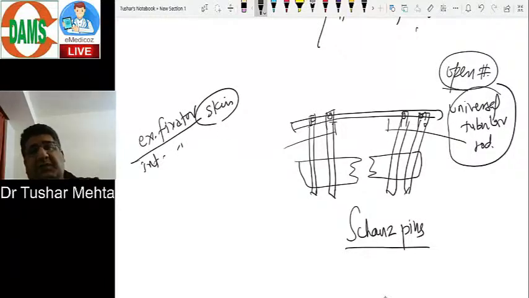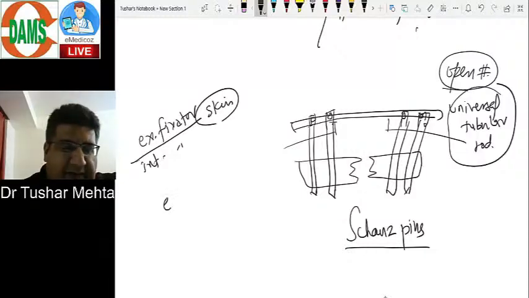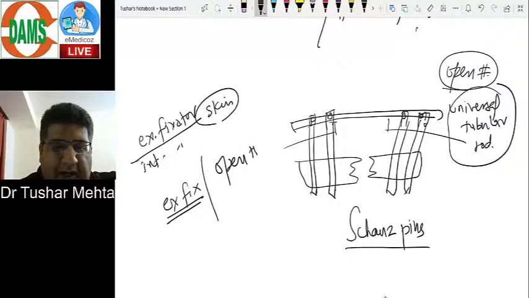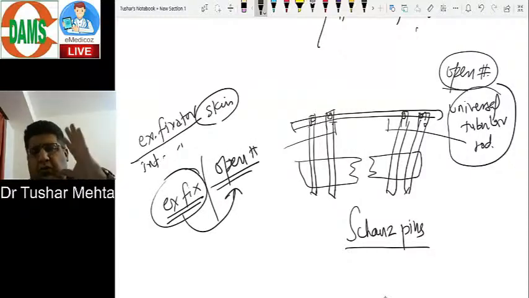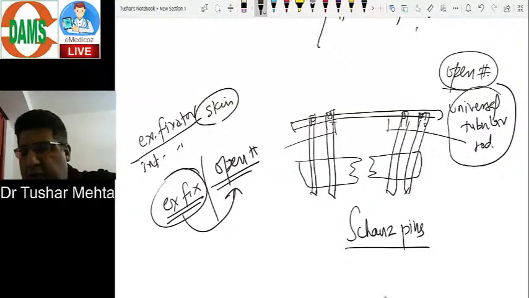Many people think it is with respect to bone. Within the bone, internal fixator. Outside the bone, external fixator. No, boss. Plate is what? Plate is outside the bone, but still it is an internal fixator because it is internal to what? Skin. So external fixator, or we call it X-fix, is important precisely and mainly in open fracture. It is the workhorse of an open fracture, the tool of an orthopedic surgeon in managing an open fracture.